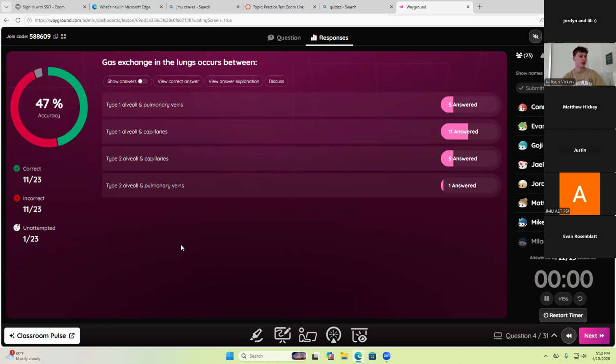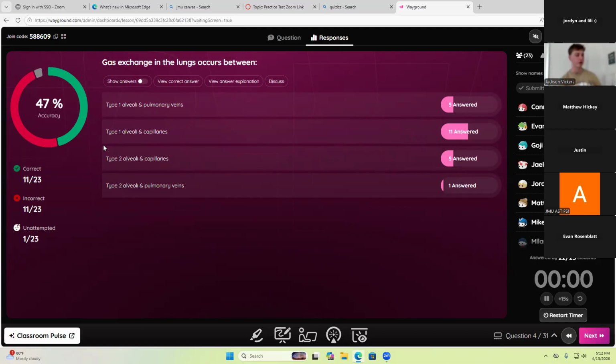Sweet. Yeah, so the answer here is type 1 alveoli and capillaries. Does somebody want to unmute and say what the difference between type 1 and type 2 alveoli are? I know someone in here is confident enough. All right, I can say it. So type 1 alveoli are the simple squamous cells, the very, very flat cells of our alveoli. The fact that they're super flat is good because that means we have really good diffusion of the gas particles. So type 1 are what actually do the gas diffusion.